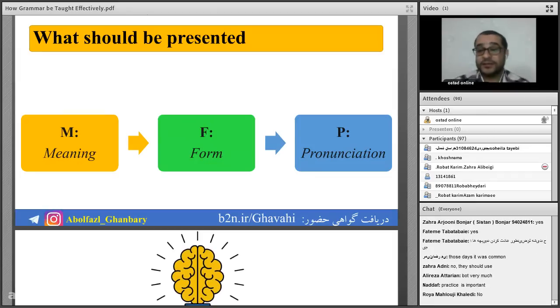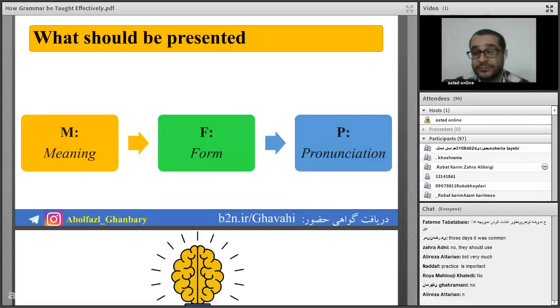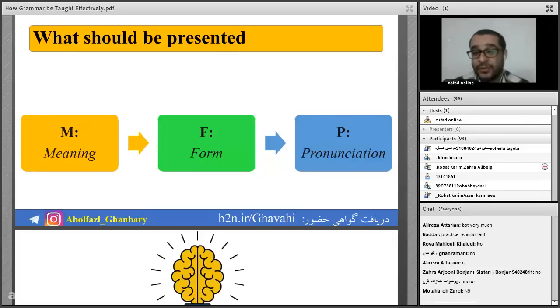But the question, is it effective? Is it effective for understanding? No. Why is it not effective?